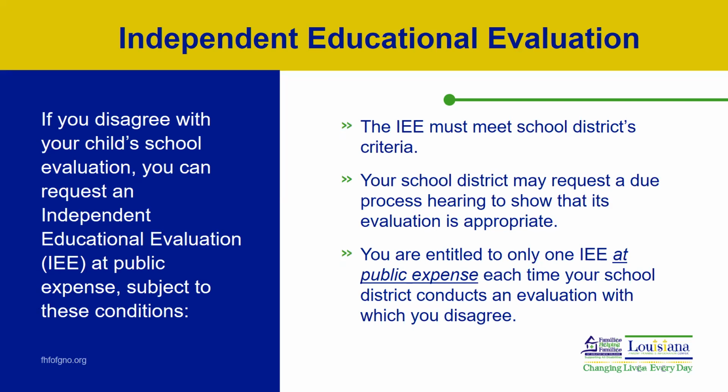You have the right to obtain an independent educational evaluation, or an IEE, if you disagree with the evaluation of your child that was obtained by your school district. If you request an independent educational evaluation, then the school district has to provide you with information about where you can obtain the IEE and about the school district's criteria that apply to those evaluations. An independent educational evaluation is an evaluation conducted by a qualified examiner who is not employed by the school district that is responsible for your child's education.